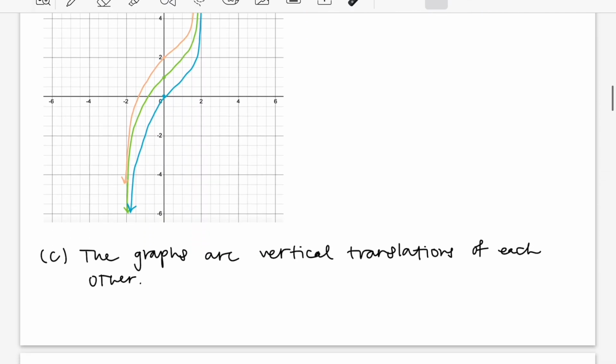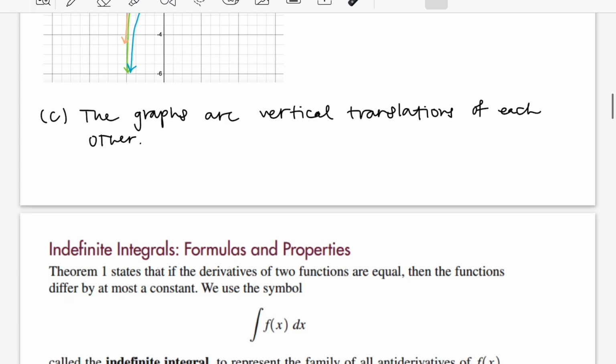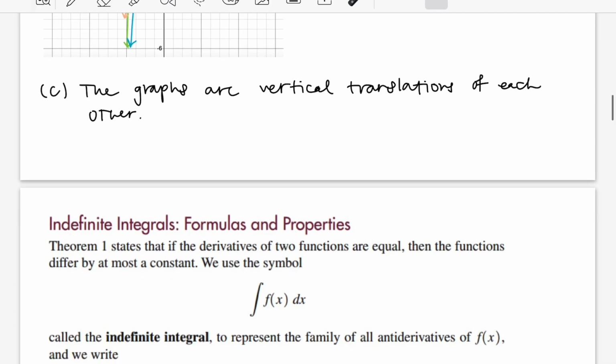All right, so this brings us to indefinite integrals, formulas and properties for these. By Theorem 1, we know that if the derivatives of two functions are equal, then the functions will differ by at most a constant. And what we'll do is use this symbol here, called the indefinite integral, to represent the family of all antiderivatives of this function. So what this means is that this indefinite integral represents the fact that the antiderivative of our function is going to be equal to this plus some constant c.